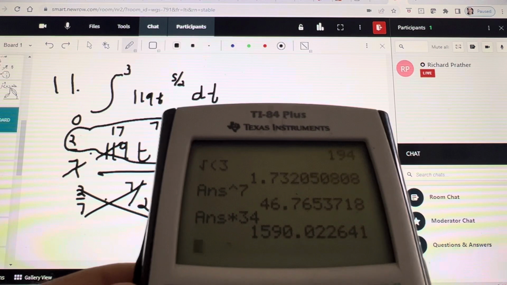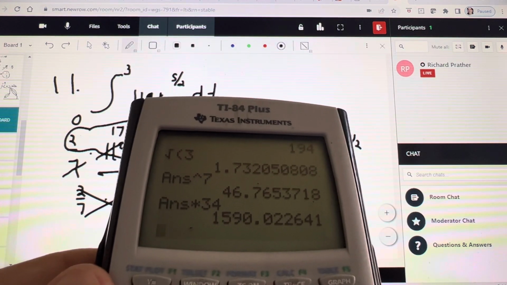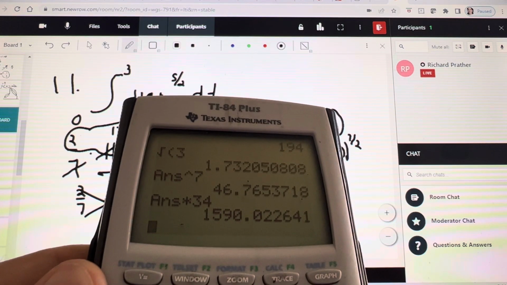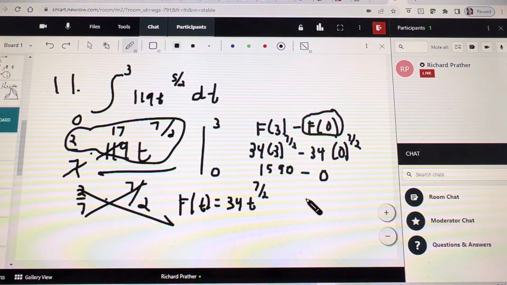And then they said round to the nearest integer. So this is where decimals are okay, because they said to round to the nearest integer. 1590.02, that'll be 1590. Minus 0 is 1590.